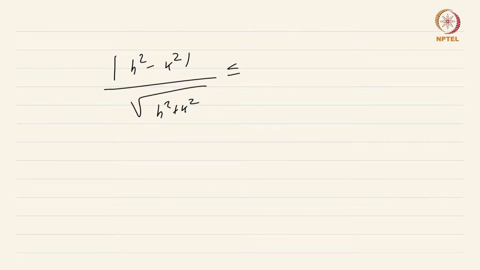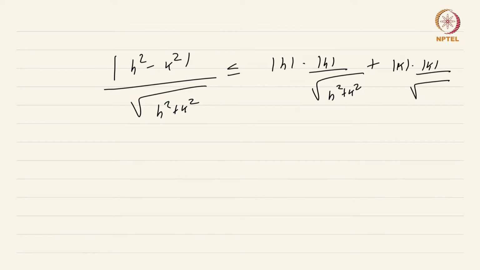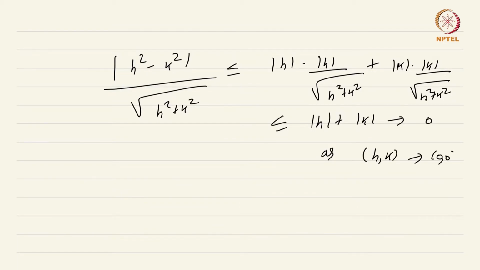This is going to be certainly less than or equal to mod h into mod h by under root h squared plus k squared plus mod k into mod k by under root h squared plus k squared, and this whole thing is less than or equal to mod h plus mod k, which goes to 0 as (h, k) goes to (0, 0). So that takes care of the error term. The error term does indeed go to 0, and the Jacobian matrix does give the best linear approximation of the function near the point x. We knew that already by an abstract theorem. Now we have seen with our own eyes that the error term does indeed go to 0.